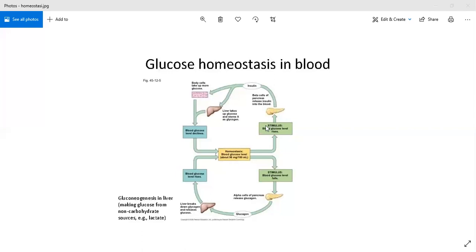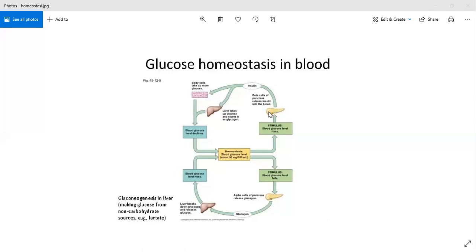And so the body detects that there is hyperglycemia. Hyper means increase, glyce means glucose, emia means blood. So hyperglycemia is a high glucose level in the blood. Now, we have an organ called the pancreas. So this is the organ here, pancreas.